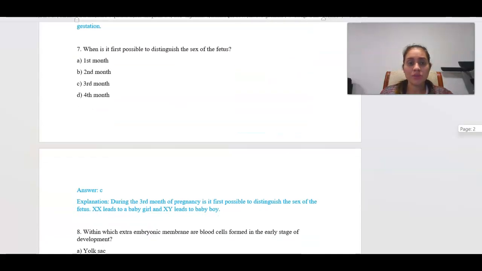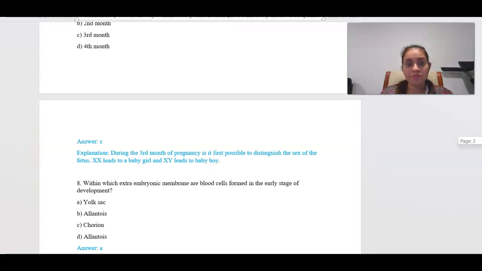The seventh question is, when is it first possible to distinguish the sex of the fetus? The answer is the third month. During the third month of pregnancy, it is possible to distinguish the sex of the fetus. The XX leads to a baby girl and XY leads to a baby boy.